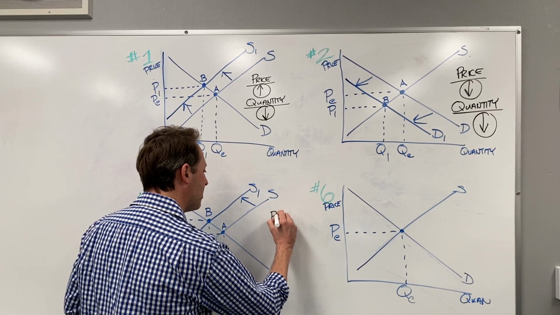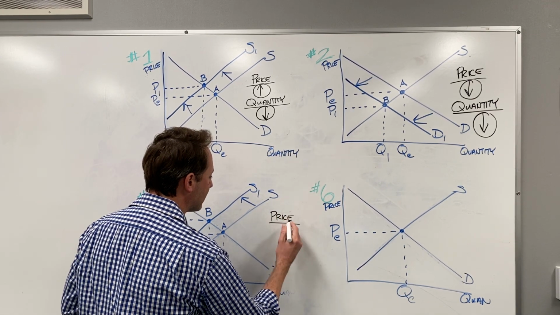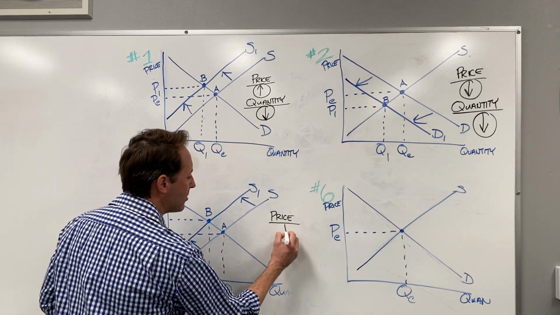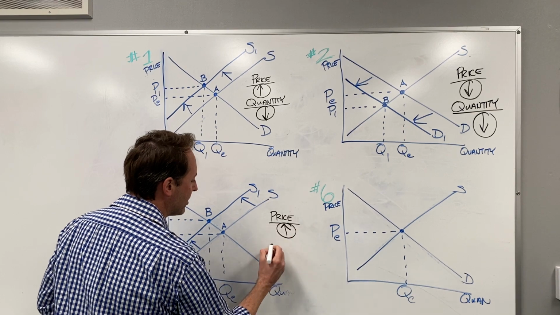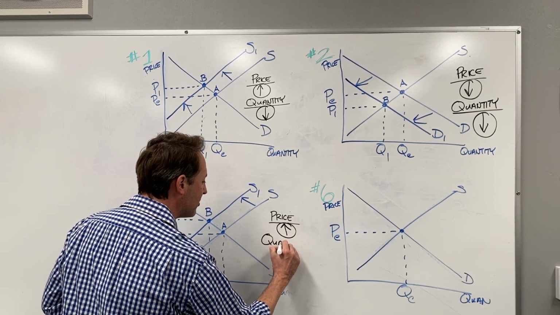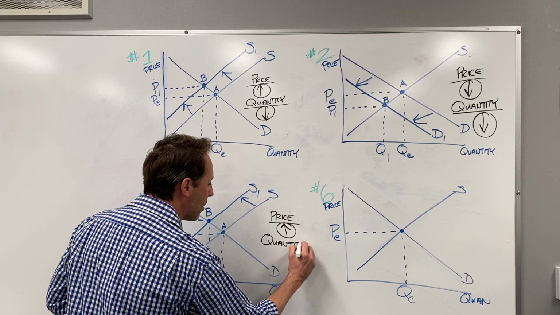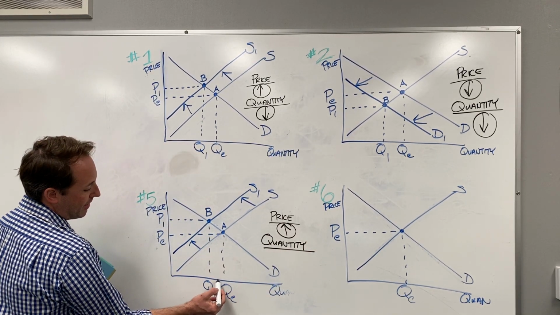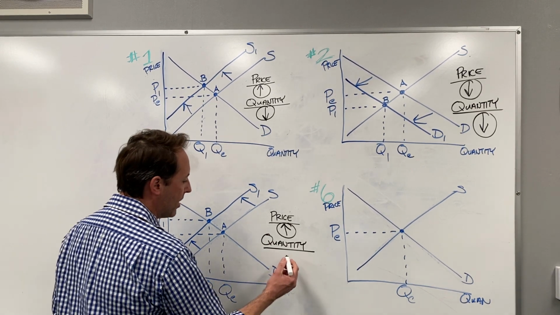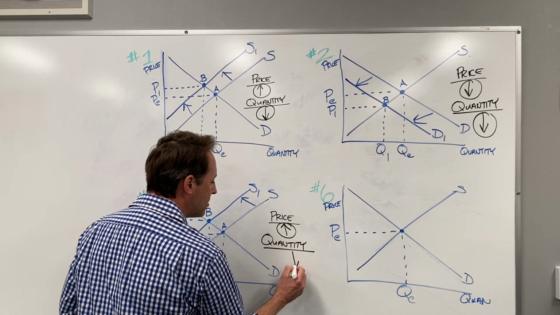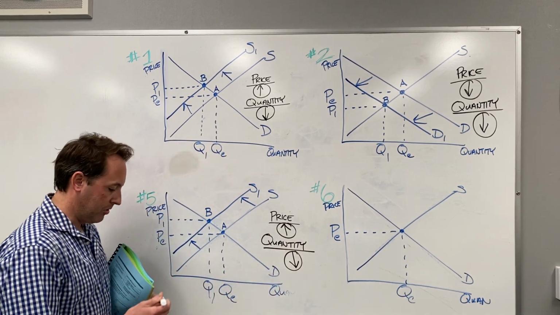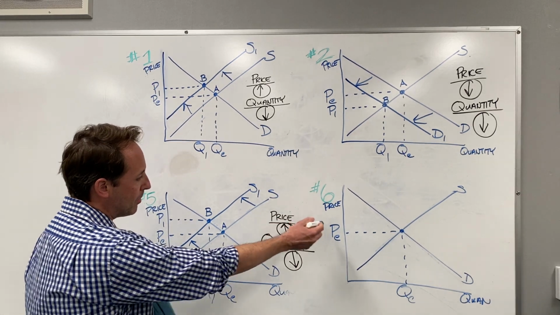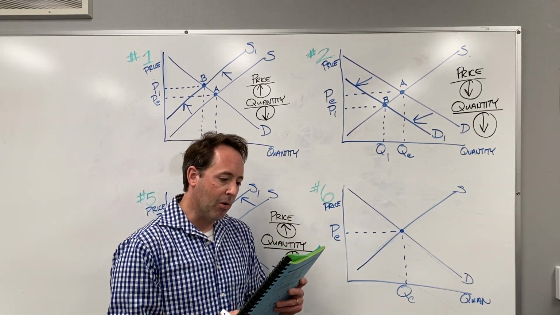So as a result, what's happening here? Well, we're moving up the y-axis, going up this way. So what happens to price? Price is increasing. So we're going to do arrow up. So price is going up. Now, next thing, quantity. As a result, A to B, we're moving to the left here on the x-axis, which is quantity. So that means that quantity is decreasing. So quantity goes down.